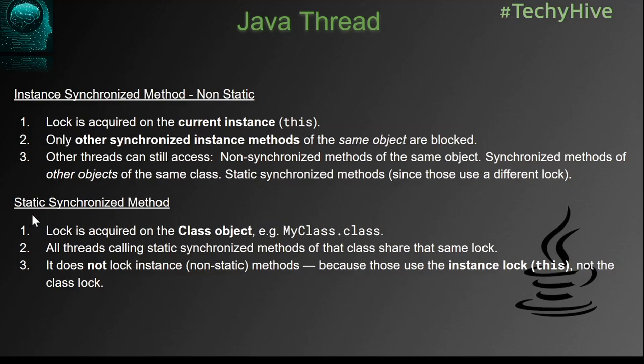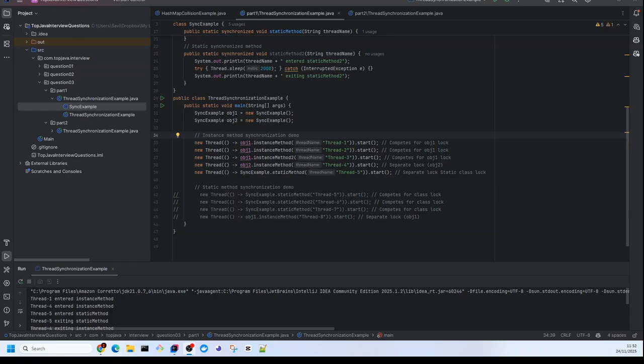In the case of a class synchronized method, the lock is acquired on the class, not on the single instance, and all threads calling a static synchronized method of that class share the same lock. So when a thread enters a synchronized static method, all other static synchronized methods will be locked. It does not lock the instance, non-static methods, because those use the instance lock, this, not the class lock. Yeah, let's see this with a simple example.